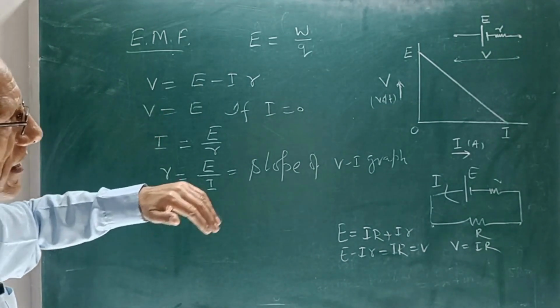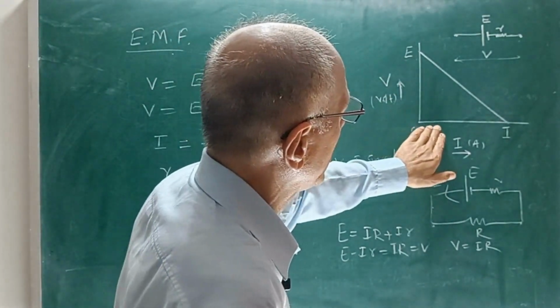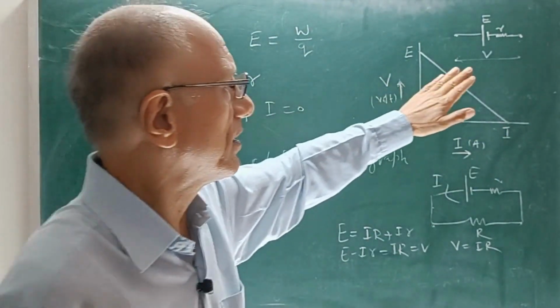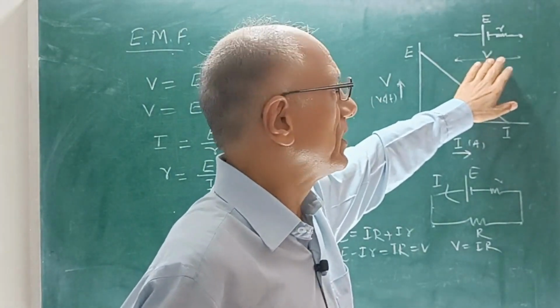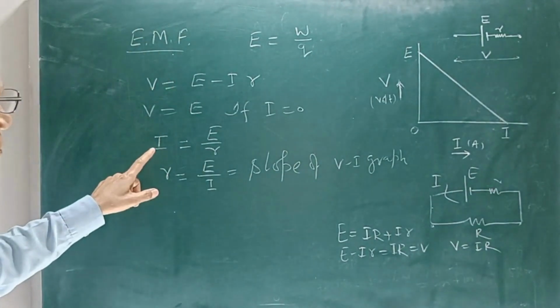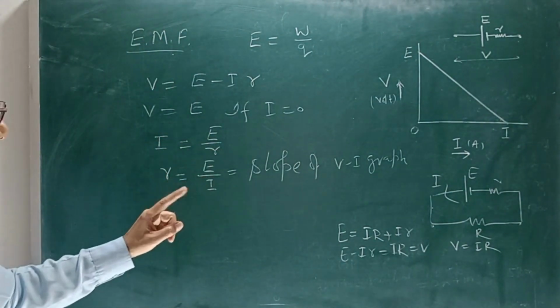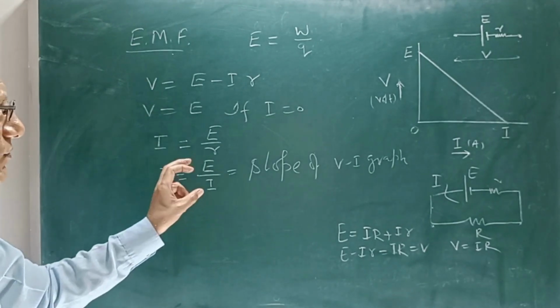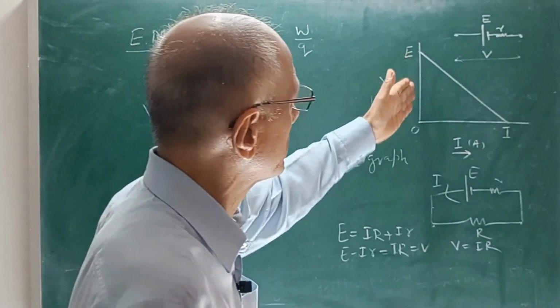Now, on the other hand, when V is 0, then I is maximum that time, meaning when the V will be 0, maximum current will be drawn from the cell, and that will be equal to I equals E by r. So we can find out the internal resistance of the cell is equal to E by I, which is nothing but the slope of this VI graph.